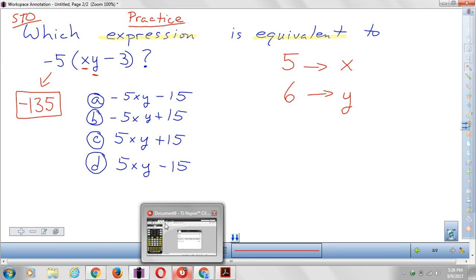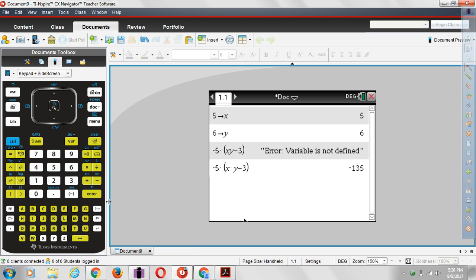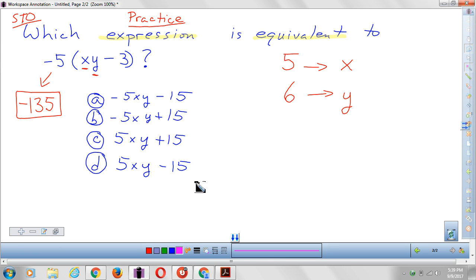Now we're going to check our answer choices. Choice A, -5xy minus 15. By this point, we're starting to get used to the idea that the x and the y need that times in the middle. So I'm just going to go ahead and put it so we don't get our error. Negative 165. So there we go. We know that this is not correct. Negative 165 cannot be correct for this one.